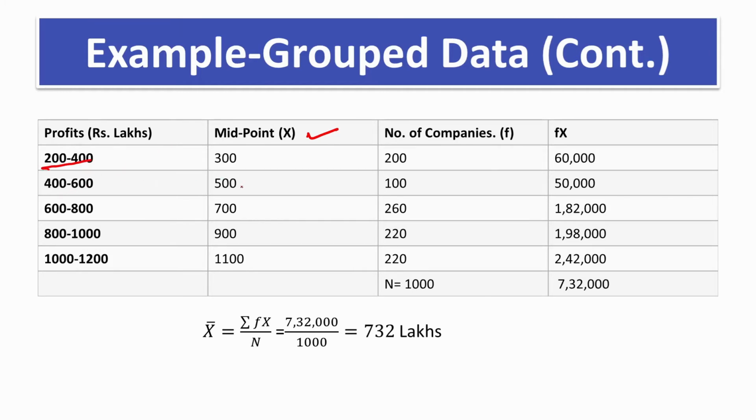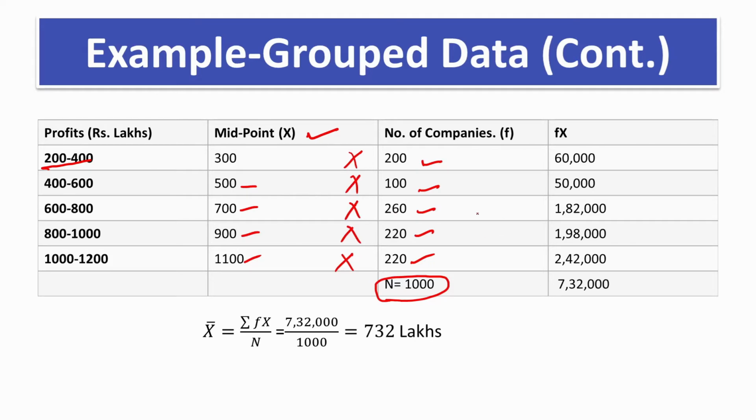The midpoints are 300, 500, 700, 900, 1100. We already had the frequencies: 200 companies, 100, 260, 220, 220. So the total number of companies was 1000. You just need to multiply these values, that is 200 into 300, 500 into 100, 700 into 260, 900 into 220, 1100 into 220.